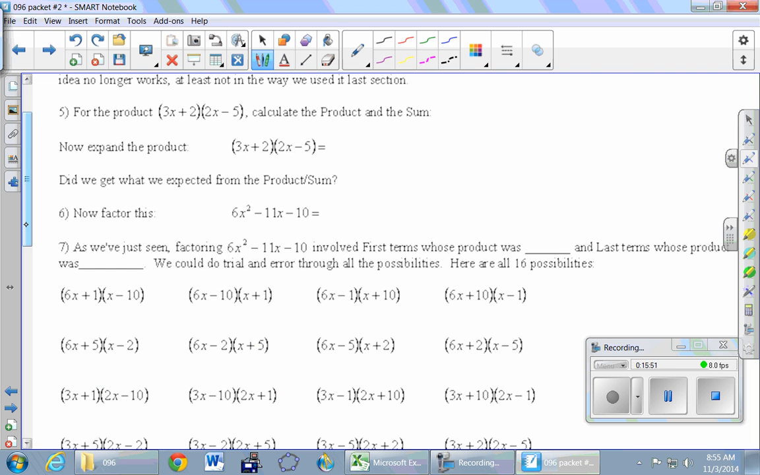Okay, number 5. We've got this product, 3x plus 2 times 2x minus 5. And so let's go ahead and just do our product sum thing. So remember, we would just look at these last two numbers here. What's the product of those two numbers? It's negative 10. And what's the sum of those two numbers? Negative 3, right? Add those guys up. So the product and sum are negative 10 and negative 3.